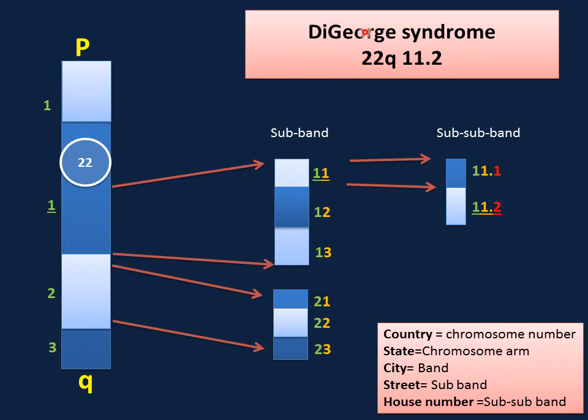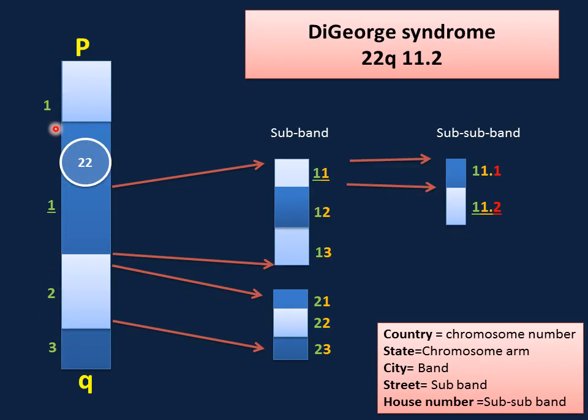Very similar. So let's take this example, DiGeorge syndrome. Here, Q stands for the long arm, and the 22 means the number of the chromosome. So the number of the chromosome is the country, which is chromosome 22. Then the state is the Q, which is the long arm of chromosome 22. Then geneticists divide the long arm of the chromosome into regions or bands. Number 1 is the closest to the centromere, and number 2 is afterward. As the numbers increase, they are farther from the centromere.